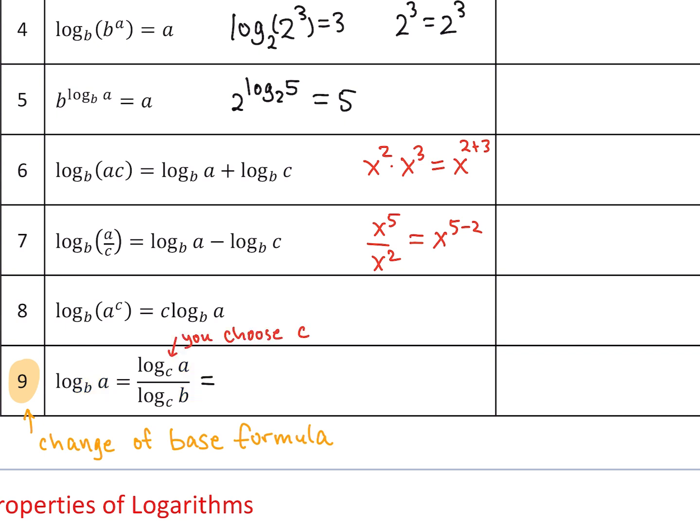And again, you get to choose c. C must be positive. C can't be 1. So you can choose base 3 and write it this way. You can choose base 10. And if I choose base 10, I don't need to write the base, as we discussed in last lesson. A logarithm whose base is not written is base 10. Or you could choose base e. Log base e is what we call the natural log, ln of a over ln of b. And this list, of course, would go forever, because there are infinitely many choices you could make.